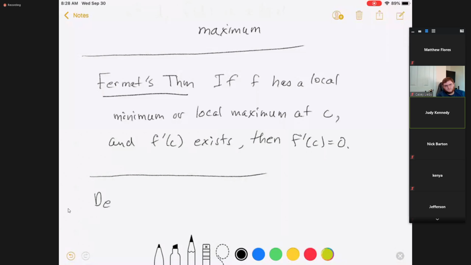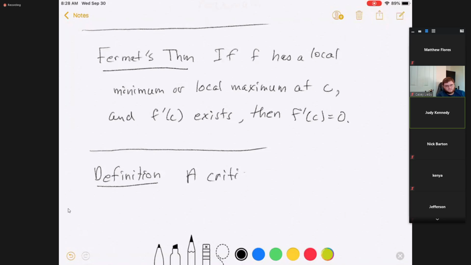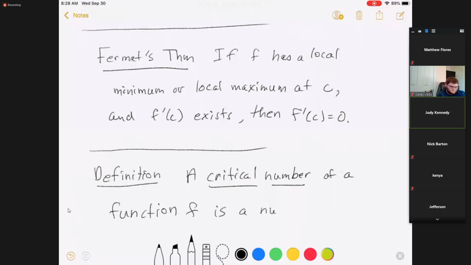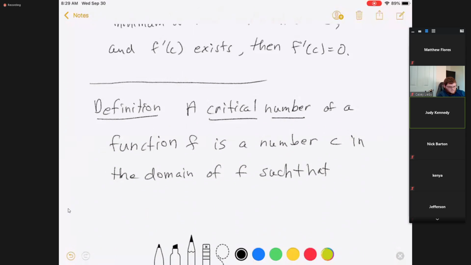A critical number of a function f is a number c in the domain of f, so f is defined at c, such that f prime of c is 0 or f prime of c does not exist. So the function has to be defined at c, but the derivative doesn't have to be.